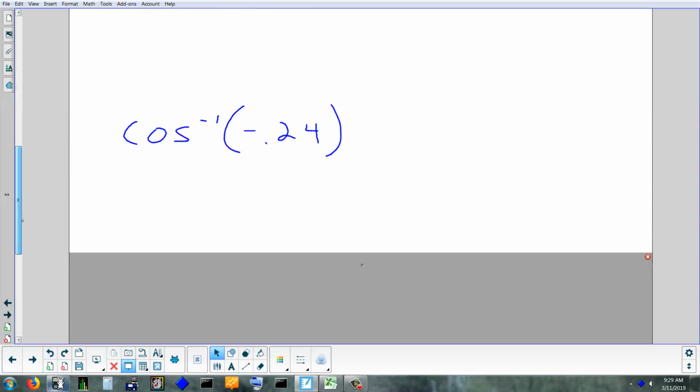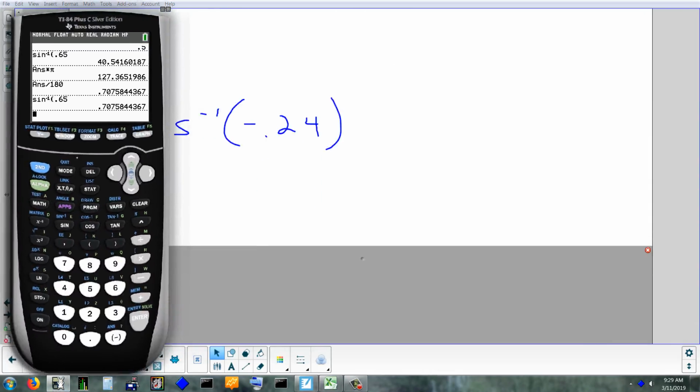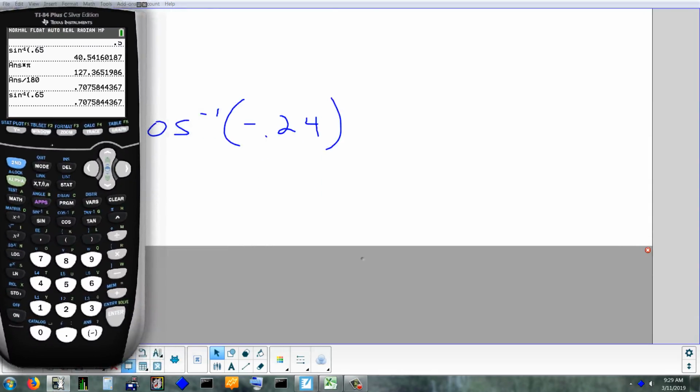All right, let's try this one. Inverse cosine negative 0.24. Aiden, can you tell me how I would type that one in?